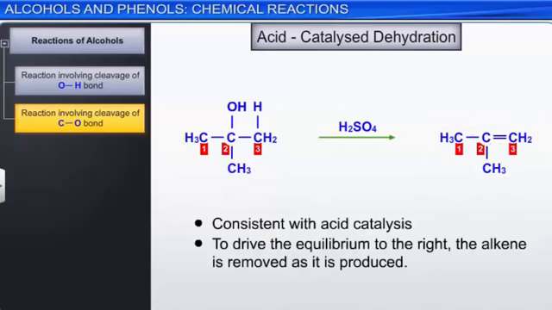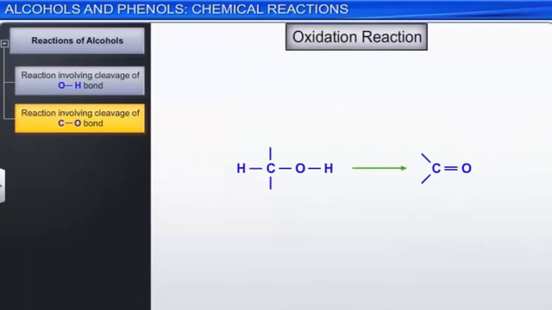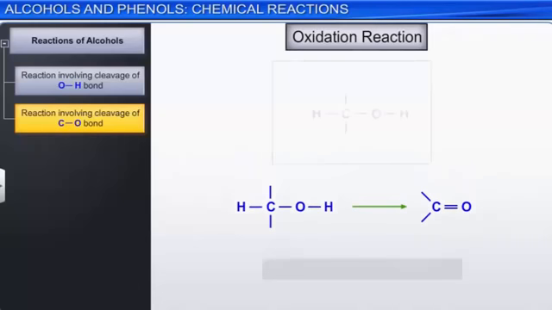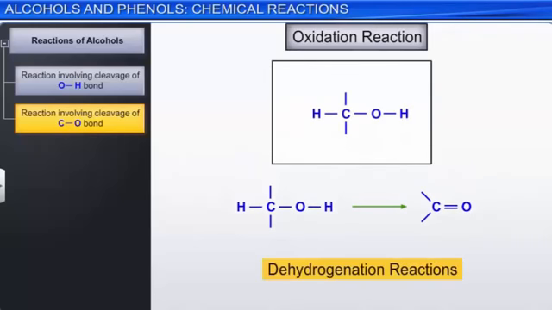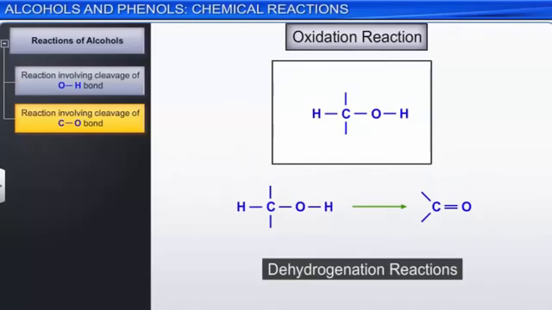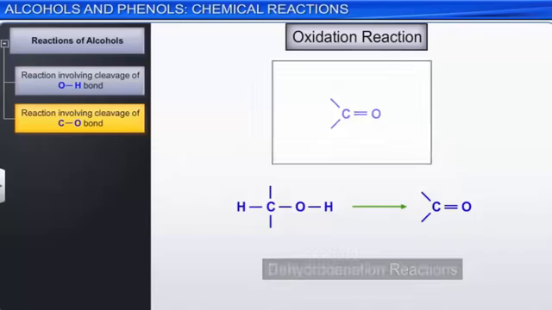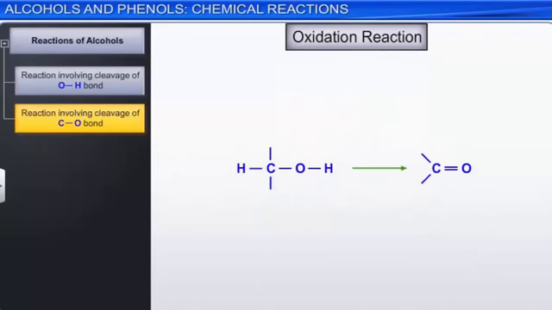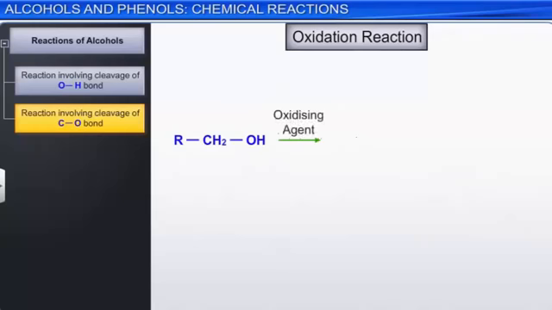Alcohols can also undergo oxidation to form compounds with carbon-oxygen double bonds. These are also sometimes called dehydrogenation reactions, as they involve the loss of a hydrogen molecule from the reactant. Notice that the oxygen-hydrogen bond breaks as well as a carbon-hydrogen bond. Depending on the oxidizing agent used, primary alcohols may be converted into aldehydes and ultimately into carboxylic acids.